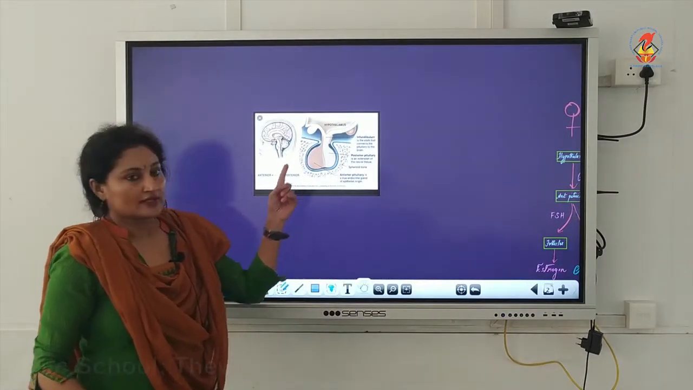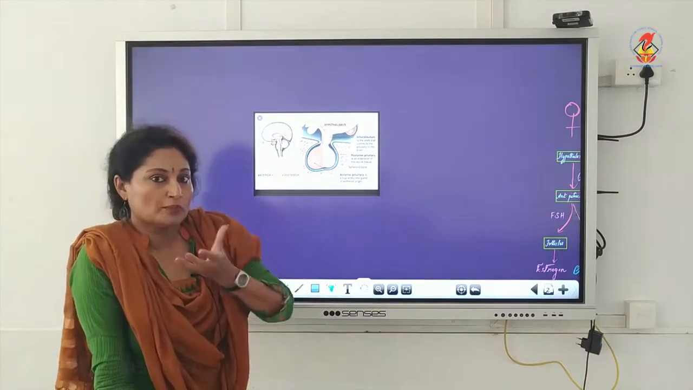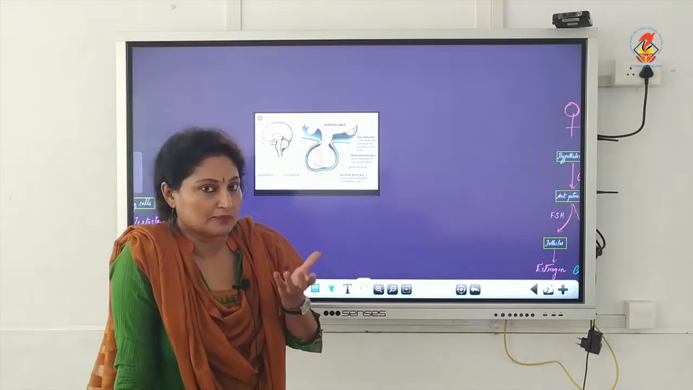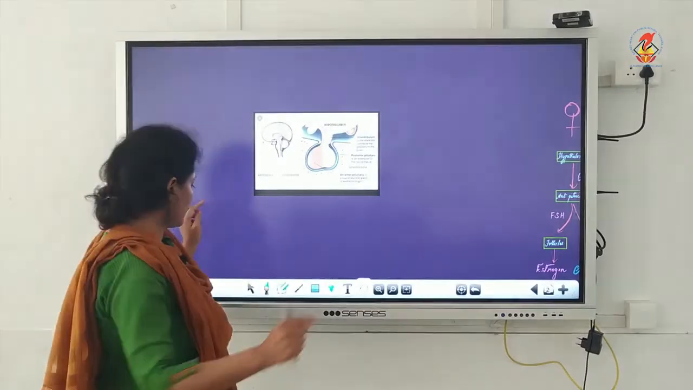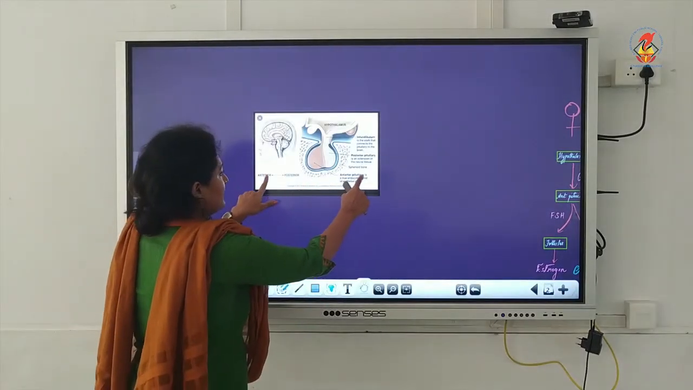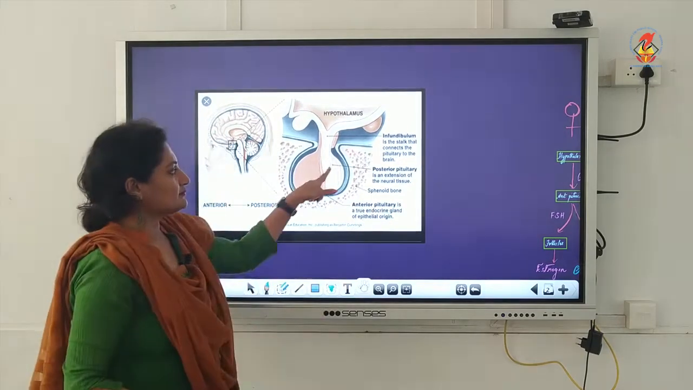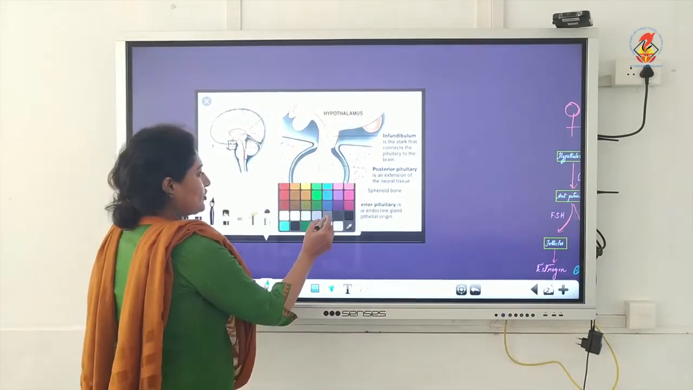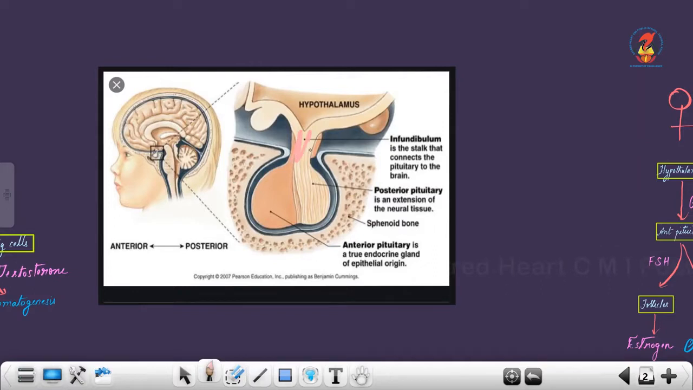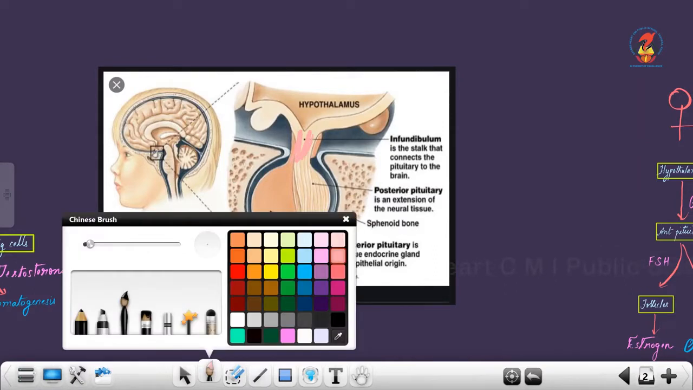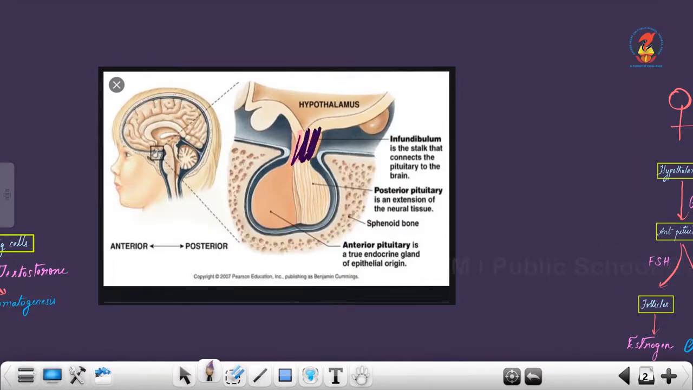We know that in the brain, the lower part, the floor of the brain is the hypothalamus. This hypothalamus is connected to the pituitary gland, which is called the master gland, by a stalk. See, by a stalk. I am highlighting the stalk. By a stalk called infundibulum.